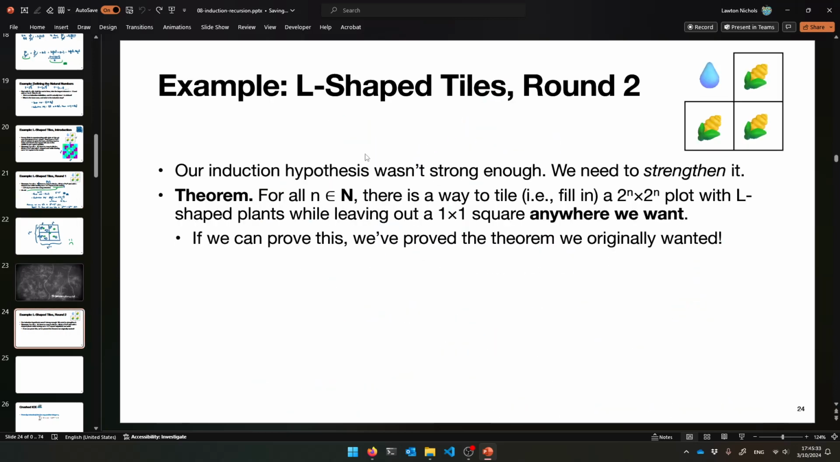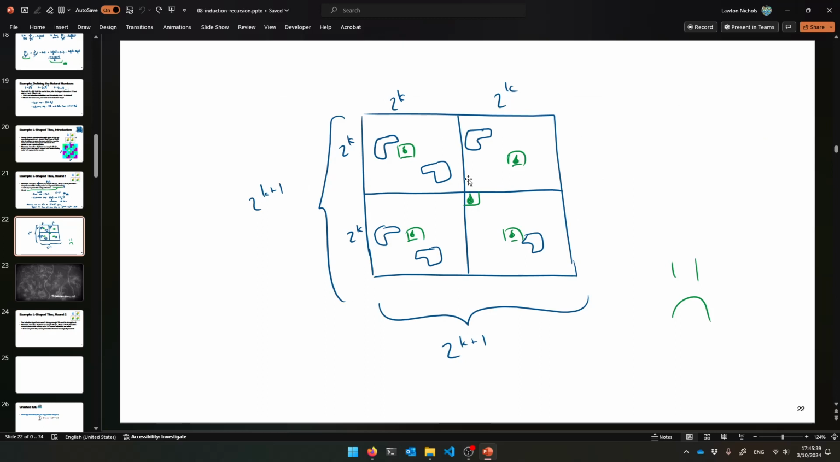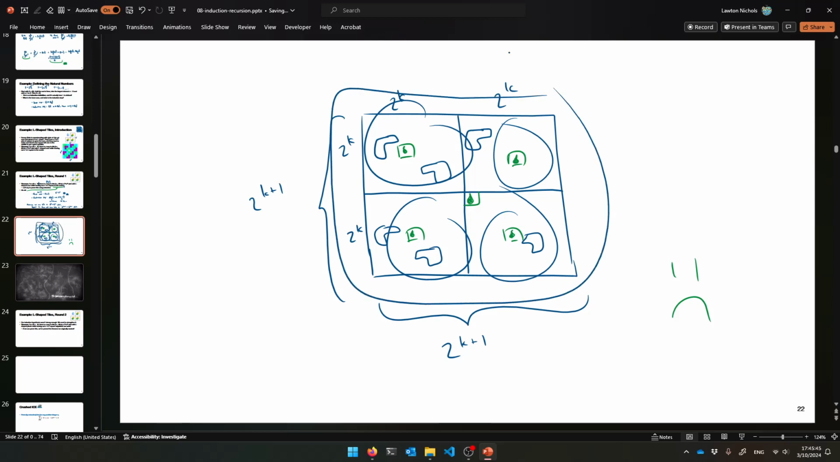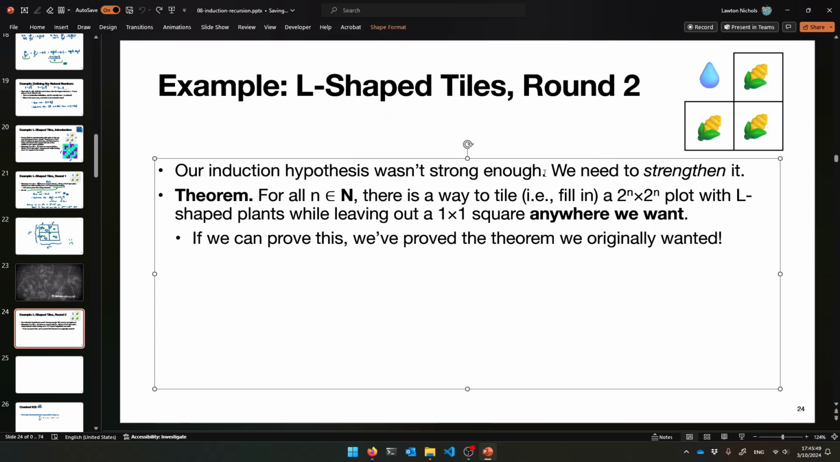It's a little weird how this works, but the issue was that our hypothesis, the thing that we used to try to build the bigger answer, wasn't good enough for us. There was no way to relate these four squares to the bigger square made up of each of them. And so here's the trick, all right? We need to strengthen our inductive hypothesis, which means we need to strengthen our proof itself. So here's what we're going to prove instead.